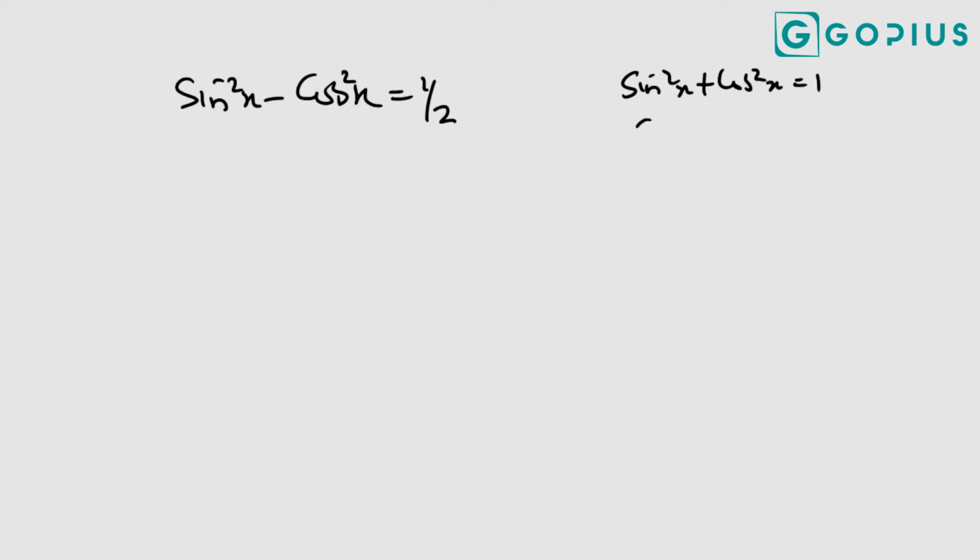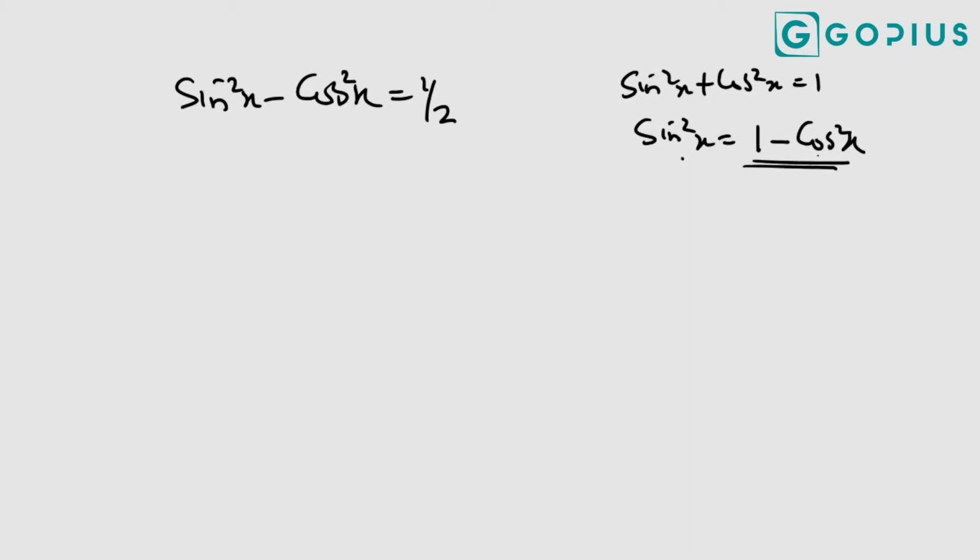I can make sine square the subject. So I have sine square x equal to 1 minus cos square x. I take cos to this other side, so I have 1 minus cos square x. Okay, so I'm going to replace 1 minus cos square x wherever I see sine square x.